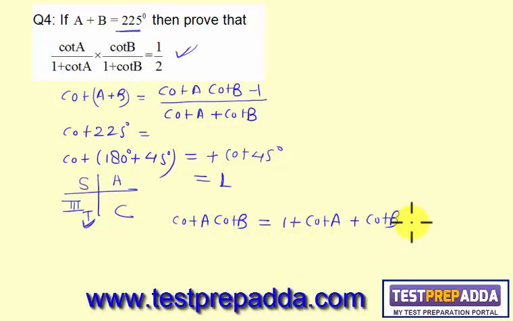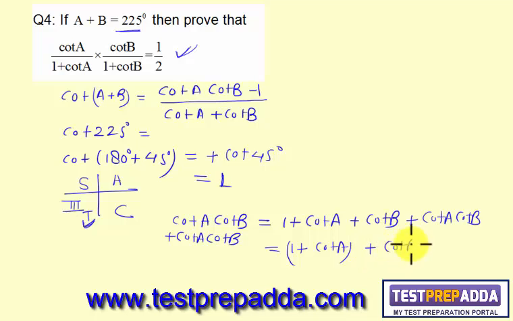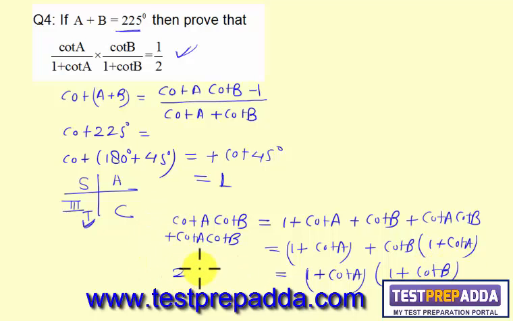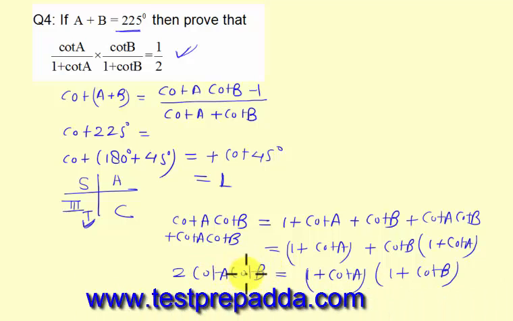Now, if I add cot A cot B to this side and this side also, mathematically it is not wrong. Now, take cot B common, it will become 1 plus cot A plus, I'm taking cot B common, here it becomes 1 plus cot A. Now you can see 1 plus cot A is common, and here it becomes 1 plus cot B, and this becomes 2 cot A cot B.